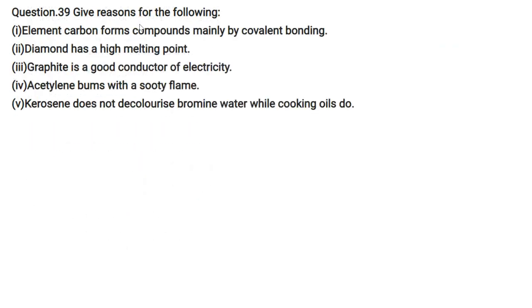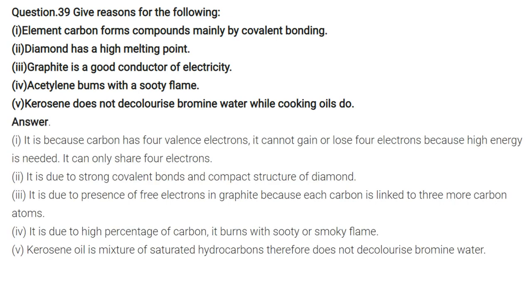Give reasons for the following. Element carbon forms compounds mainly by covalent bonding. Why? Because carbon has 4 valence electrons, so it cannot gain or lose 4 electrons because very high energy will be needed. So it can only share 4 electrons. That is why we have covalent bonding.